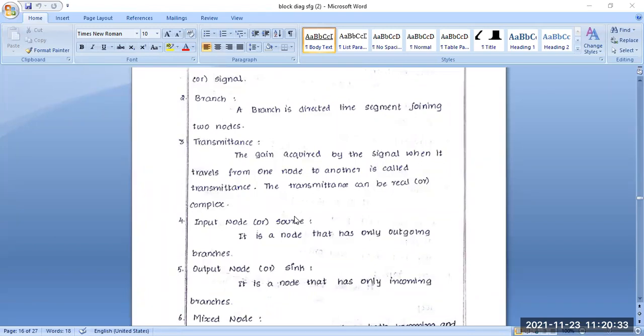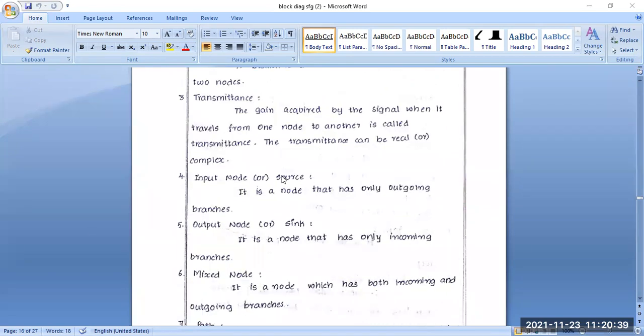Number 4, input node, or source. An input node or input source is a node that has only outgoing branches. That means it is the starting point where you apply an input. The signal is supplied from one point to another, from the input toward the output. So this node is called the input node or input source.